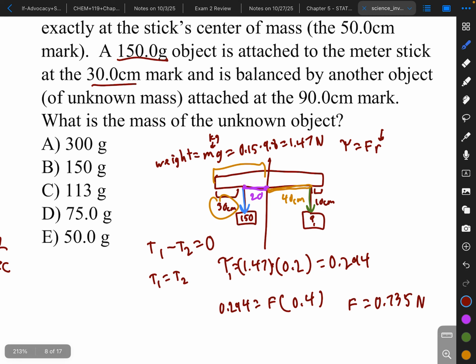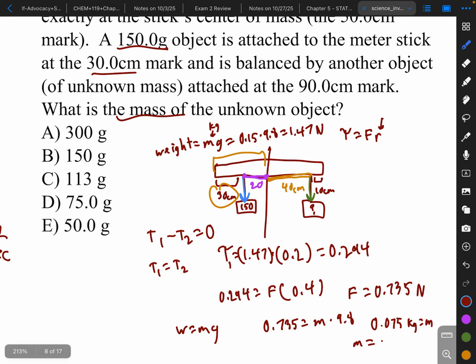Now, we want the mass of the object, not the force it applies. Well, we can use the same formula. Weight equals mass times acceleration due to gravity. 0.735 equals the mass of the object times 9.8. Dividing by 9.8 on both sides, you will get 0.075 kilograms as the mass. Converting that into grams, you get 75 grams. So the answer to this question is going to be D, 75.